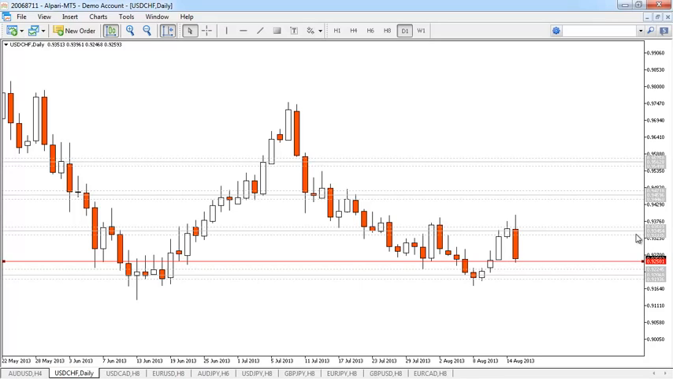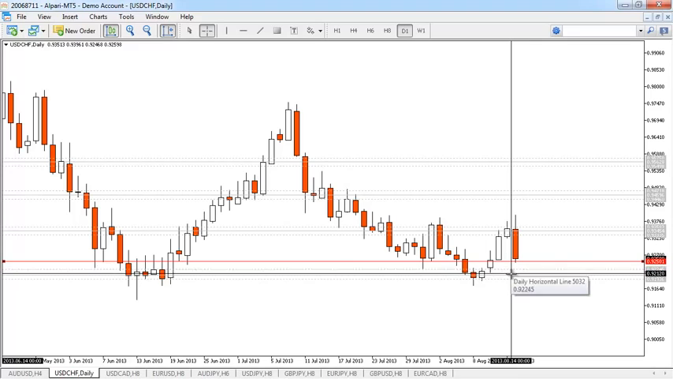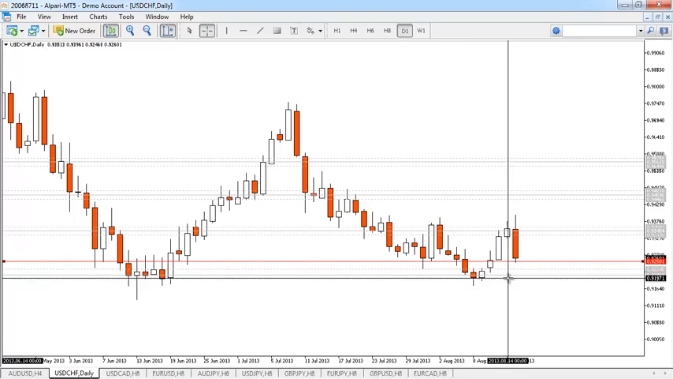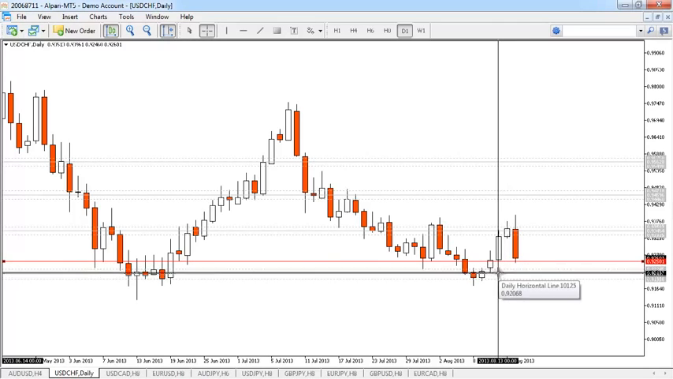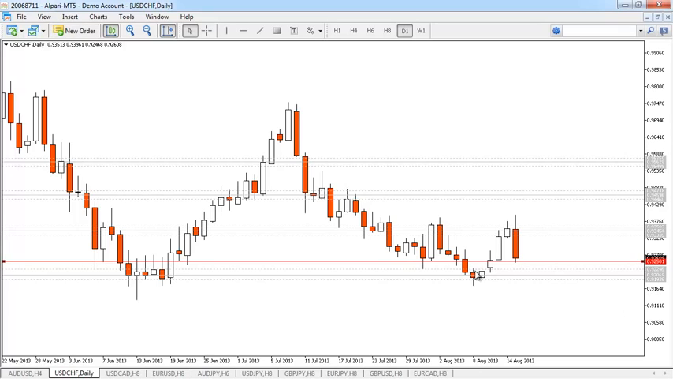There we go. So I would set this as my entry level in this case. This level here, I would set it as my entry level. But see, the problem with entering at this point here is it's way too far away from the open of the indecision candle, and it's way too far away from, well, either of these indecision candles, because there's kind of two indecision candles here.